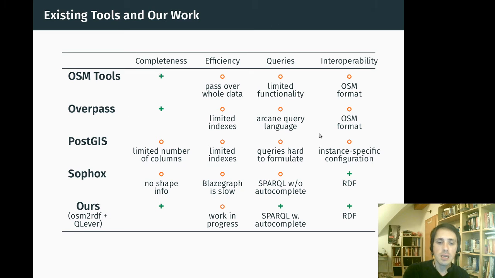Now, in this table here, we compare these approaches on 4 aspects, namely data completeness, query efficiency, how convenient and powerful the query language is, and interoperability with other data sets. And as you can see, I won't go into details here, but none of the existing solutions is really satisfactory. They typically excel in only one aspect, while, at least in our opinion, our work excels in 3 aspects, with the remaining aspect being work in progress.